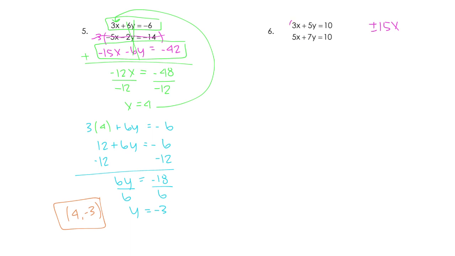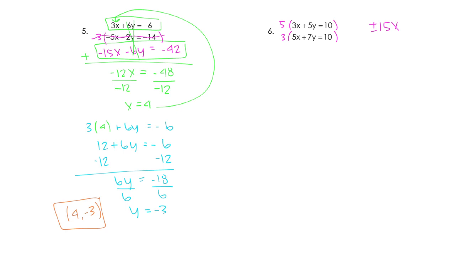Okay, so I know that I'm going to multiply the top equation by something and the bottom equation by something. In order to get from 3 to 15, I need to multiply by 5. And in order to get from 5 to 15, I need to multiply by 3. Now, the last thing you have to pay attention to is what signs they need to be. So right now they are both positive. That means I need one of them to be negative.